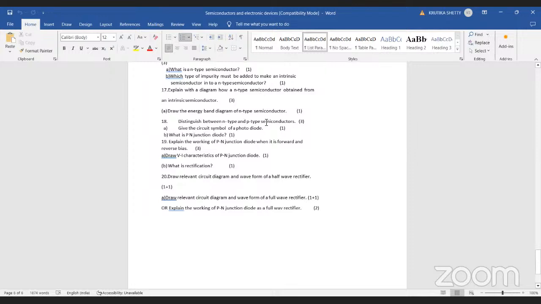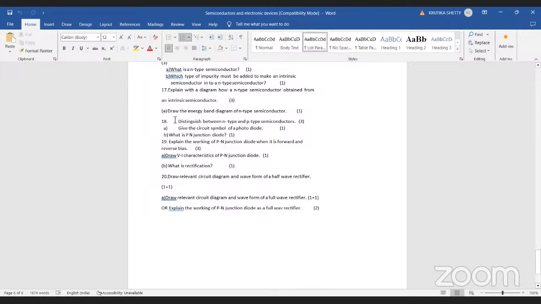So energy band diagram, here you can explain in case of the n type of semiconductor how the formation of the energy gap is there. That is nothing but the energy diagram, we say.